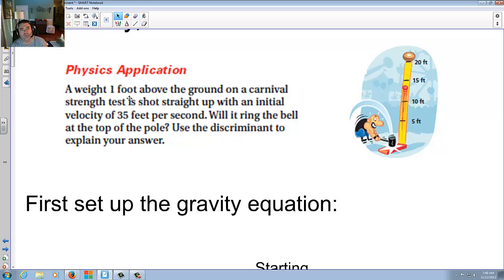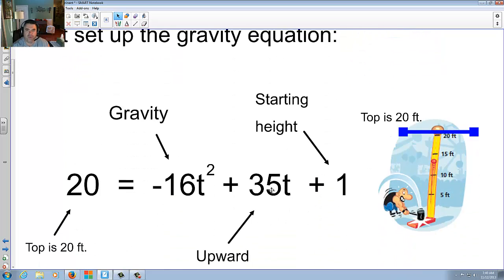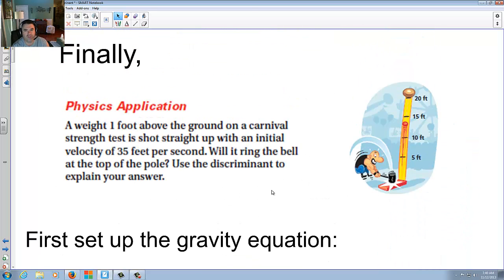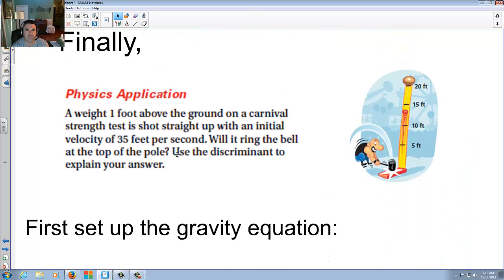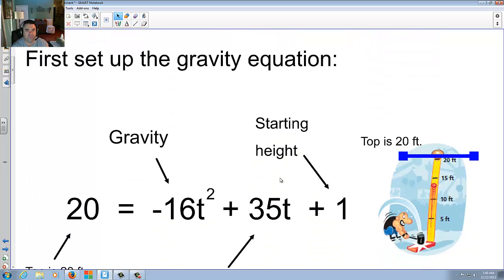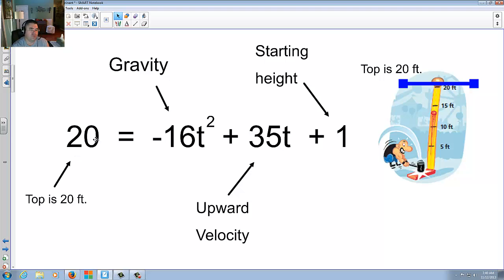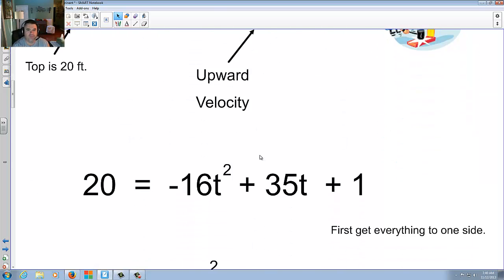Now they don't mean a weight of 1 pound, they're saying the weight was 1 foot above the ground itself. In other words, it is raised on that platform a foot. And then it's going up 35 feet per second, but of course gravity being a constant of negative 16t squared. And the question is, will it hit the top of the pole, which is 20 foot? So 20 equals negative 16t squared plus 35t plus 1.